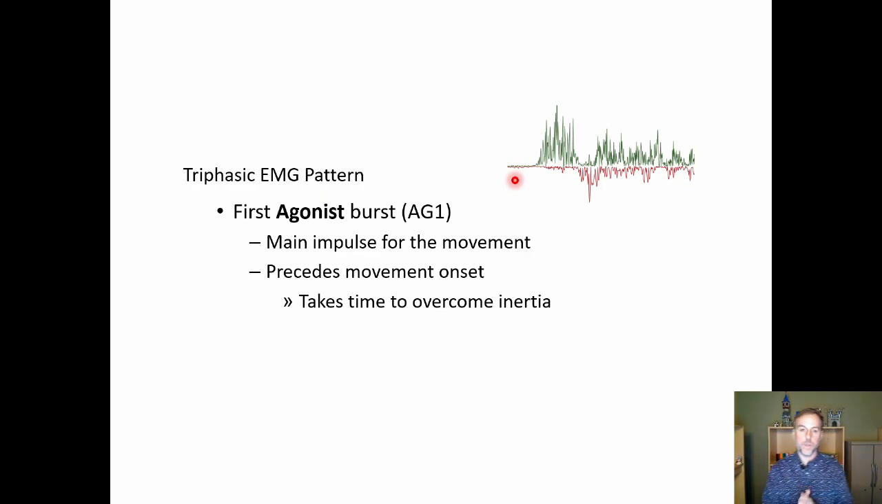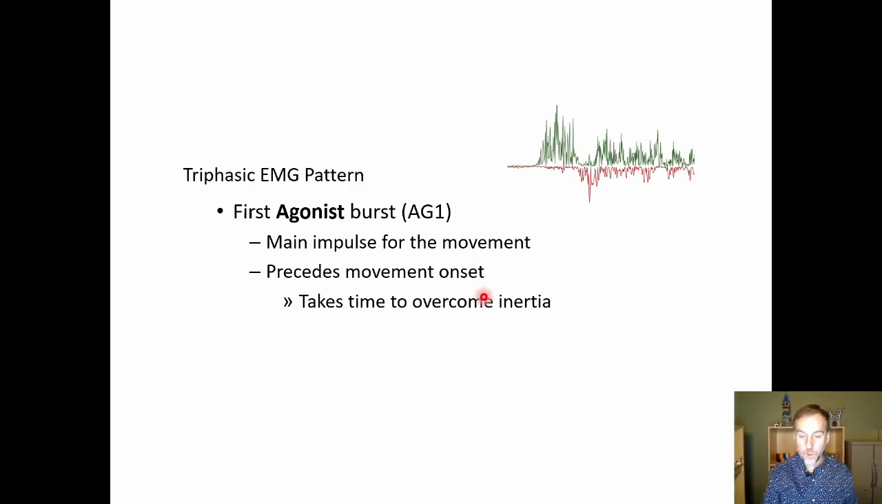Okay, let's look at the 3 bursts. So the first agonist burst, it's the main impulse for the movement. So think about a cannon launching a cannonball. You've got the gunpowder in there, you light it, boom, there's that explosion, the cannonball goes flying. That's the main impulse to get the cannonball going. That's the same sort of role as the first agonist. We need to produce force to get the arm starting to go to the target. And that's the first agonist.